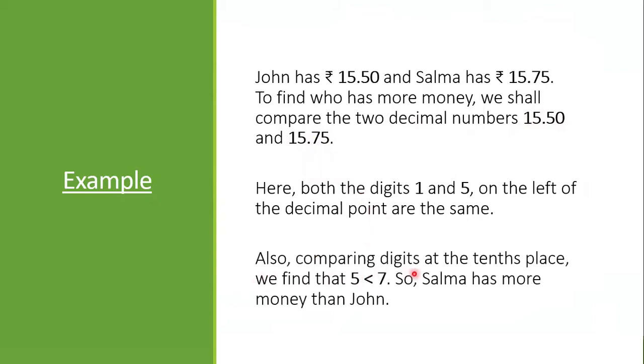Also, comparing digits at the tenths place, we find that 5 is less than 7. So, who has more money? Yes, Salma has more money than John.